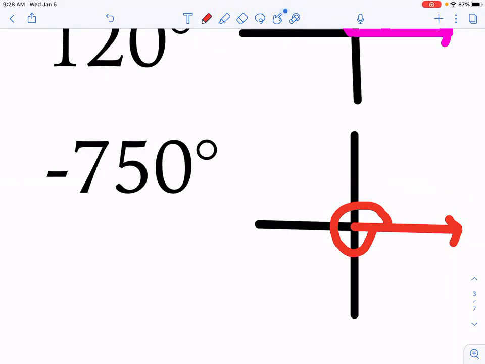Okay, so help me out. I've rotated 360 degrees. How many degrees are left? What's 750 minus 360? 390. Oh my gosh, that means I have 360 more and then 30 degrees more. Okay, so this looks the same as negative 30 degrees, but we wrap around twice and then keep going that negative 30 degrees.